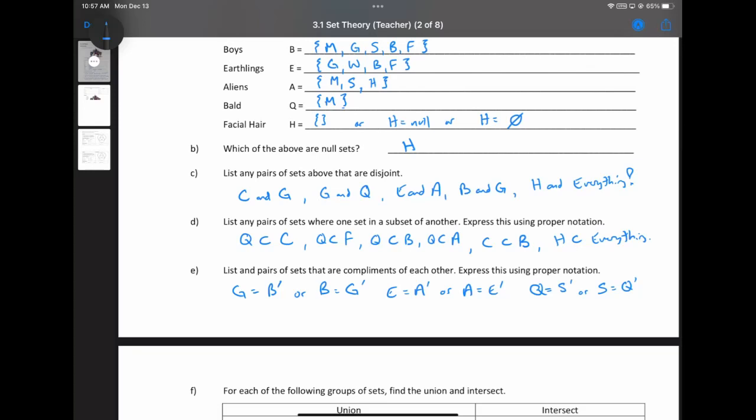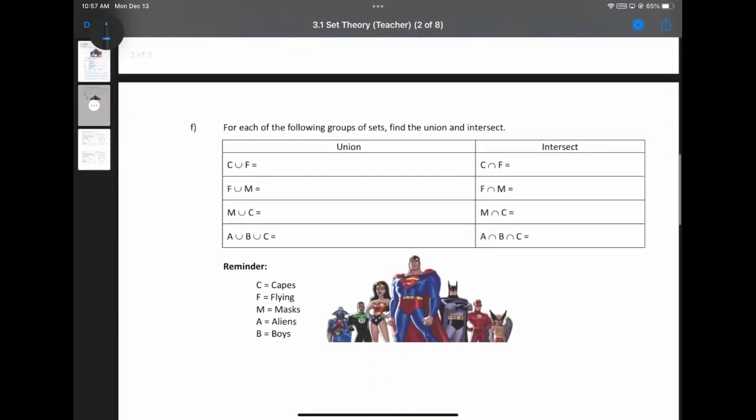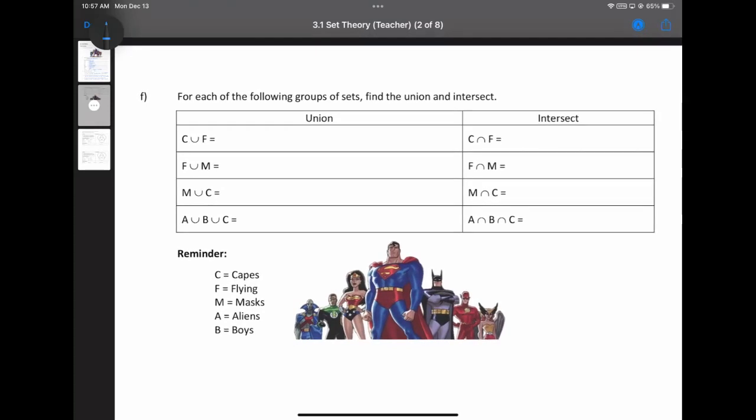Okay, now that we've done that, let's talk about some unions and intersections. And I thought I would put the picture there again just so we didn't have to keep referring upwards. And I'll just remind you that this is Martian Manhunter, Green Lantern, Wonder Woman, Superman, Batman, Flash, and Hawkgirl.